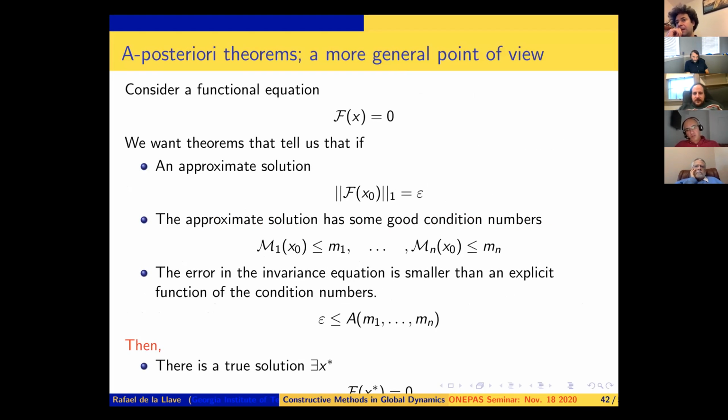So let me give you a slightly more general point of view. Actually Alex Arrow will be trying to use it over here. Basically what we have been discussing is that you have a functional equation that you try to solve, and then you need an approximate solution in one norm. Then you have to check a few condition numbers, and if the error is sufficiently small compared with the condition numbers, then there is a true solution nearby.